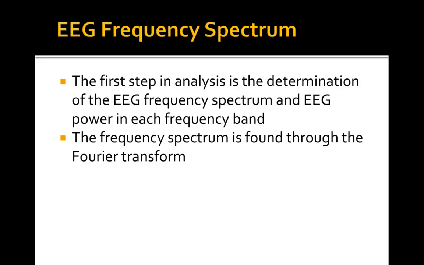Obviously, the higher the frequency you look at, there begins to be a question on the physical relevance of that, as well as the inclusion of additional noise. So the first step is to determine the EEG frequency spectrum and the EEG power in each frequency band, and the frequency spectrum is found through the Fourier transform. This is almost always done computationally, and it's usually a discrete Fourier transform because your data, by the time you get them on a computer, have been digitized.